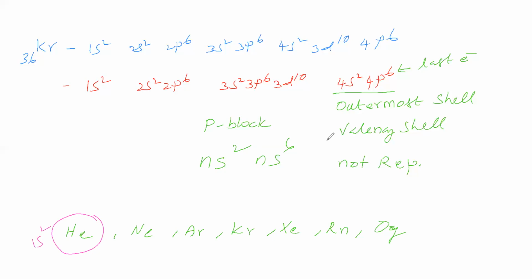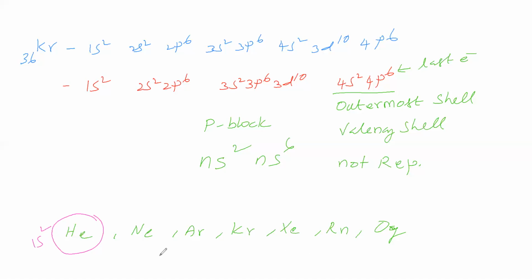Next, what is the group number for this element? We will see. Krypton generally does not go for chemical reactions under normal conditions. That means krypton belongs to this group, whose elements do not go for chemical reaction under normal conditions.